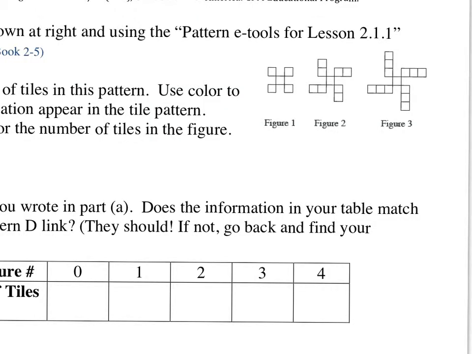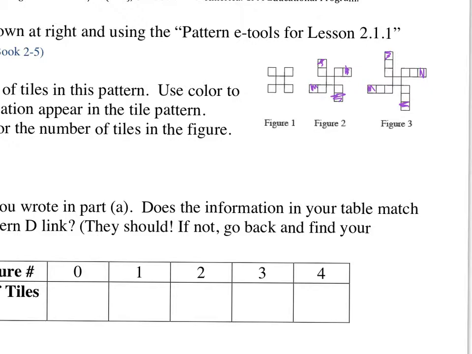Number 5, we are going to look at tile pattern D. And in part A, we're going to write an equation for the number of tiles in this pattern. We're going to use the color to show where the numbers in the equation appear in the tile pattern. And we're going to use x for the figure number and y for the number of tiles in the figure. So before I do anything, I'm going to highlight the tiles that are being added each time. From figure 1 to figure 2, we're adding 4 tiles. From figure 2 to figure 3, we are adding 4 more tiles.